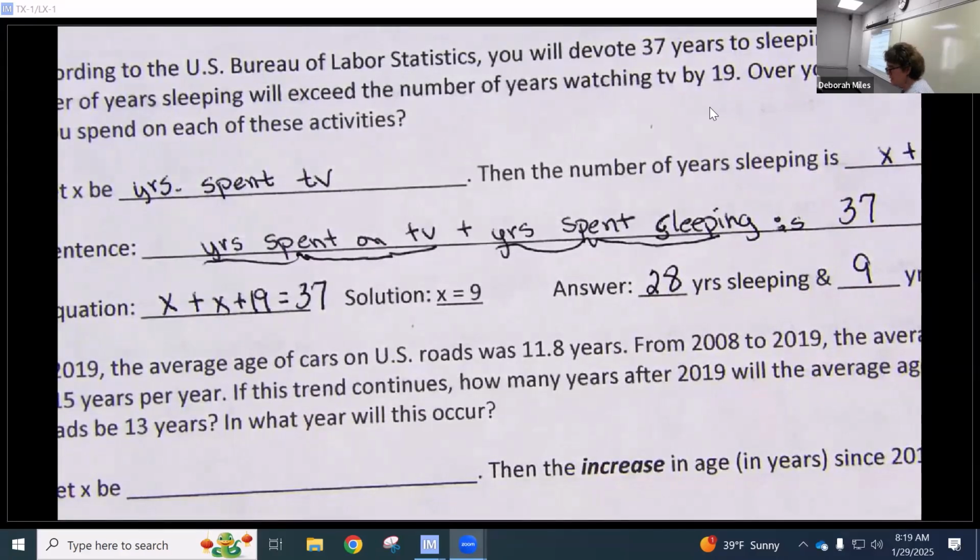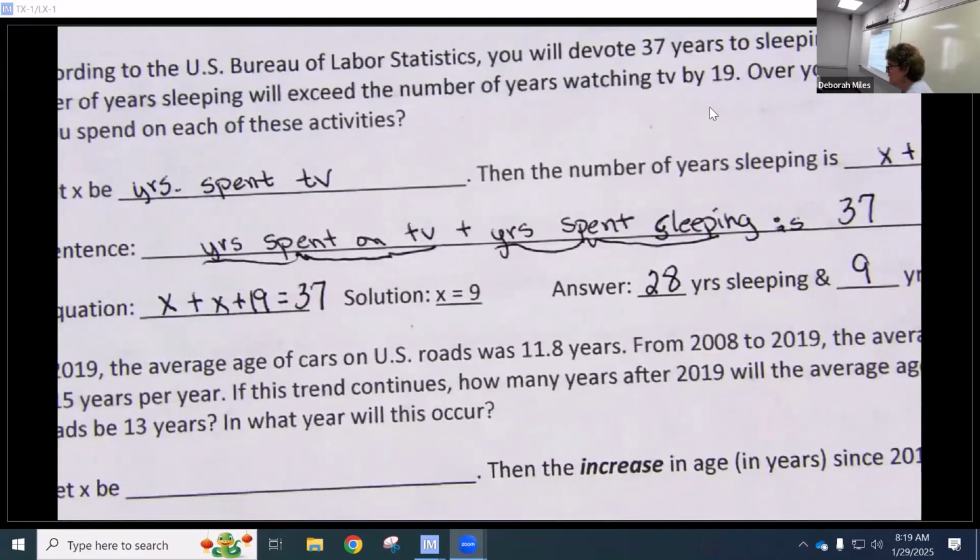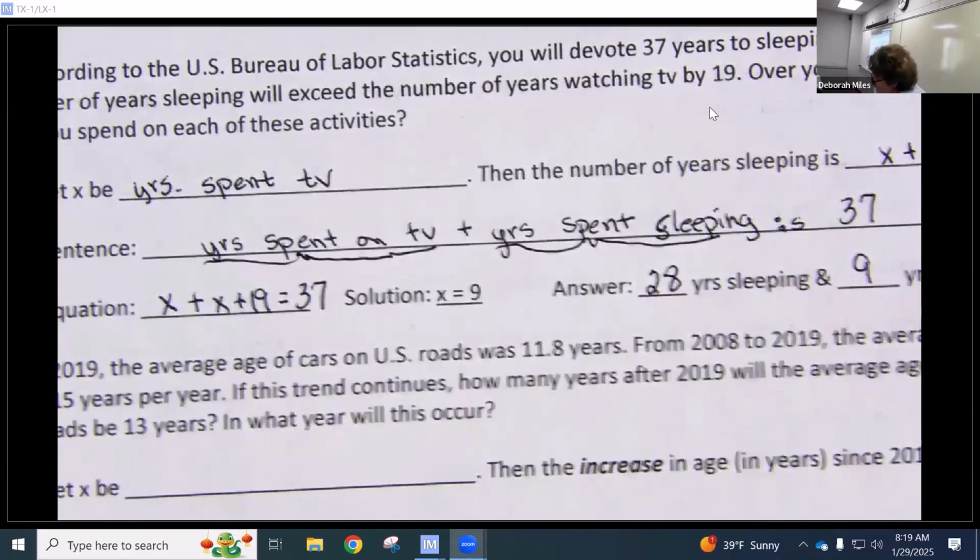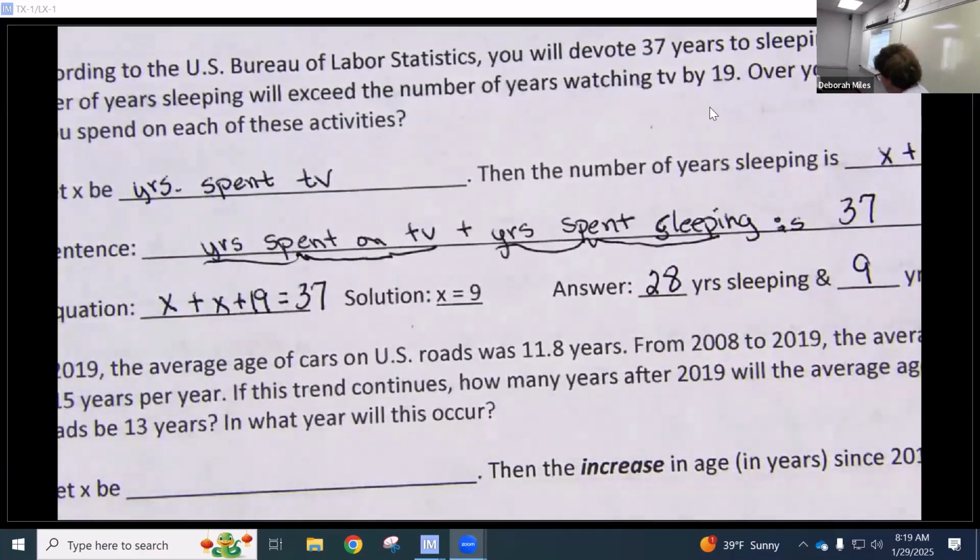I probably have to read it again and then close my eyes and say, they're telling me the average age in 2019. They're telling me how much that's been increasing each year. And then they're saying if it keeps on increasing at the same rate, how old will the average car be in 13 years? So what do you think X is? What are we looking for? X to get to 13 years.